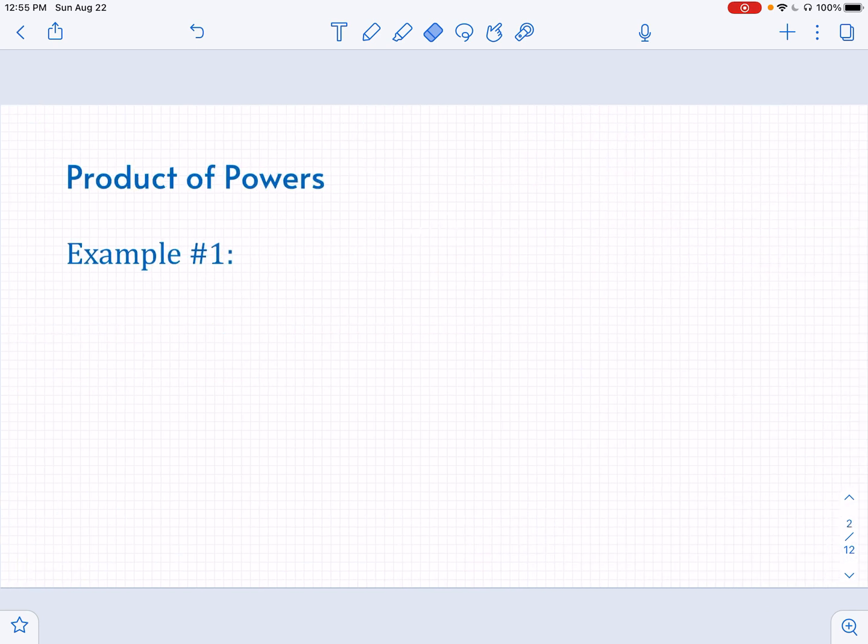So the product of powers property says if you have the same base and you're multiplying two expressions, you can simply add the exponents to figure out the new expression. So let's do it with some numbers and see if that helps. So let's say I were to give you x to the third times x to the fifth.